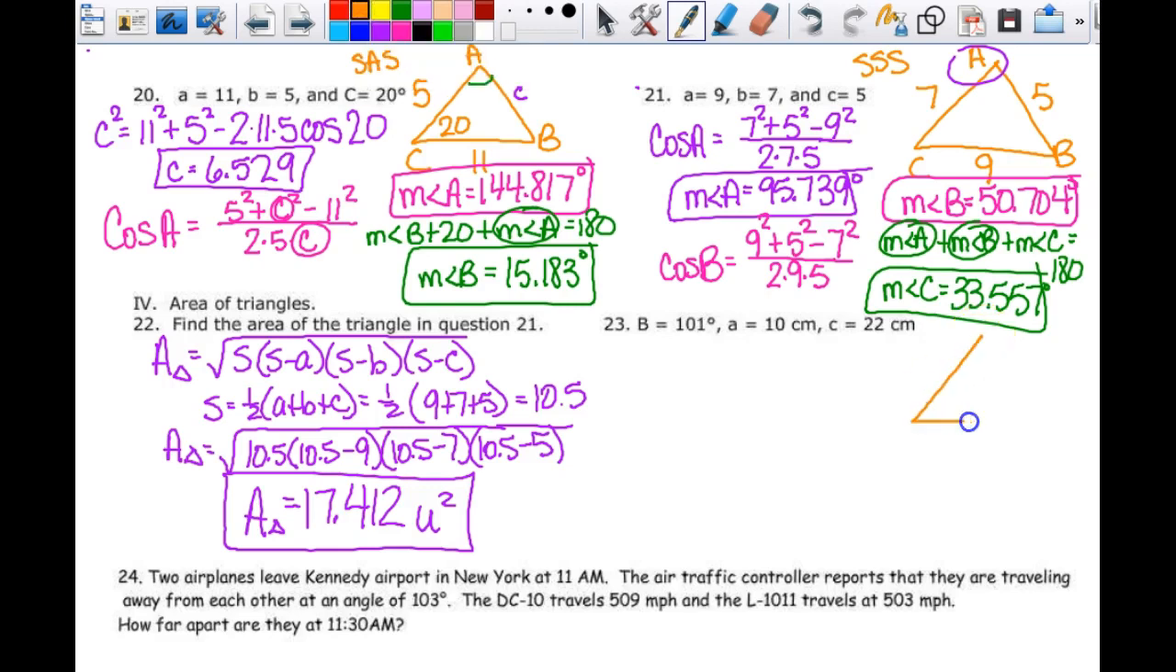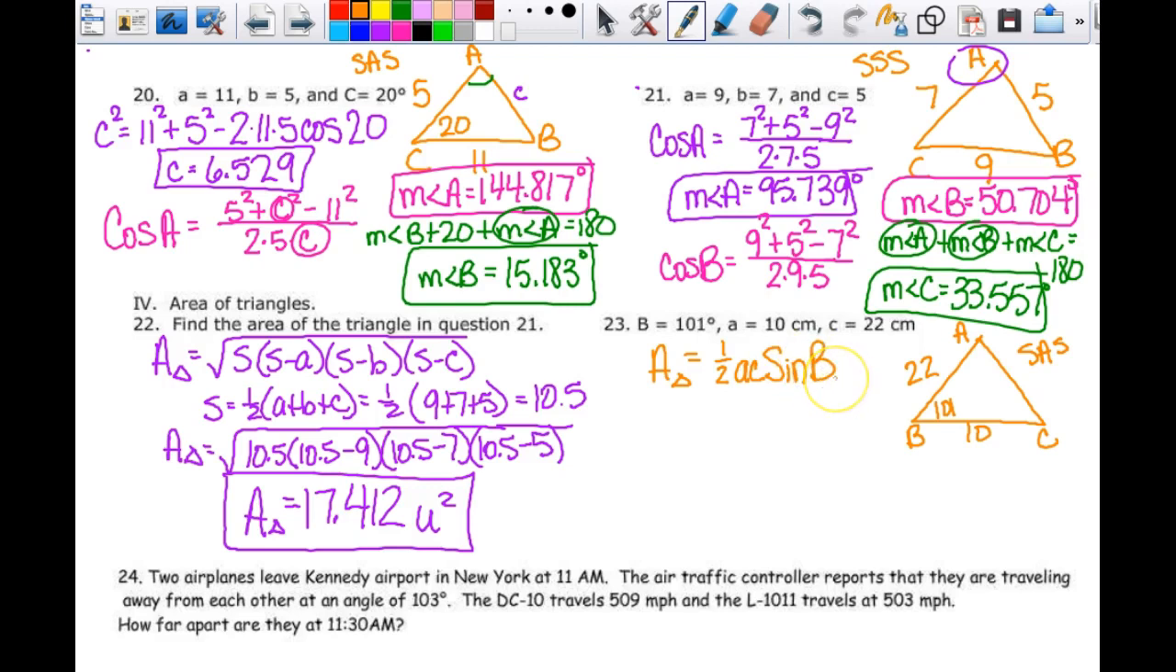Let me draw this one since I already have it going on here. A, B, C. So B is 101, little a is 10, little c is 22. So this is a side angle side situation, and when you have side angle side, that's when you get to use the formula that looks more like the actual area formula of a triangle. So it's 1/2 the two sides that you have, in this case a times c, times the sine of the angle you have, which is b.